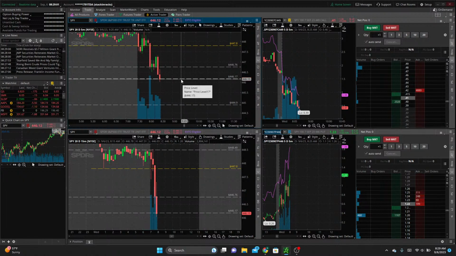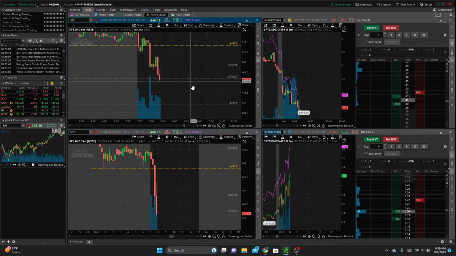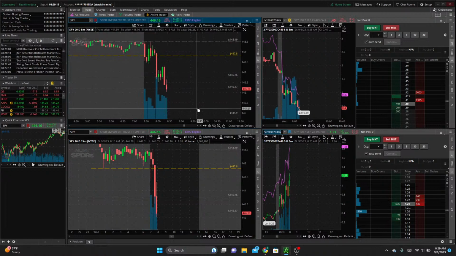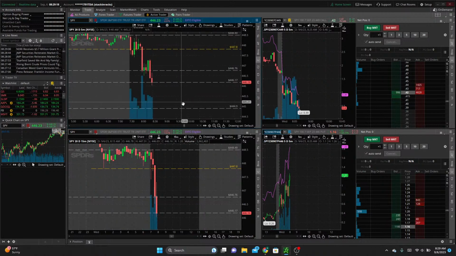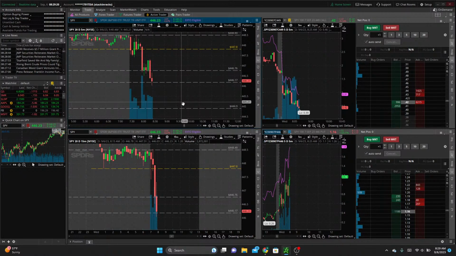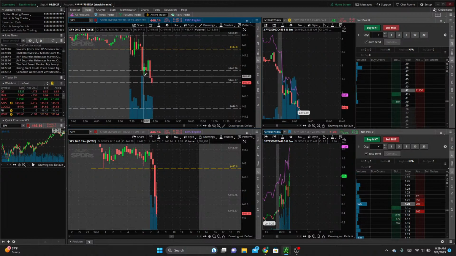So if we break below this 446.17, my next level is at that 445 essentially, which would be a nice move. That's at least a $1 move if we fulfill that. I was looking for the retest of this level. It looks like, I guess not quite. We did have that bear flag. We did break out of it. We didn't quite retest.